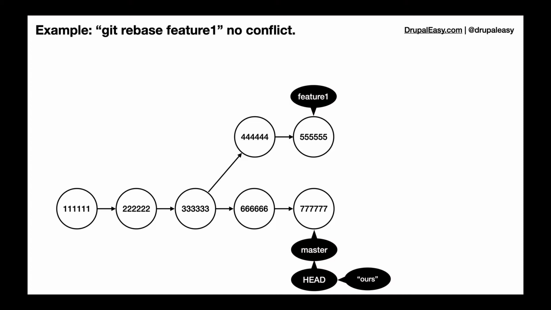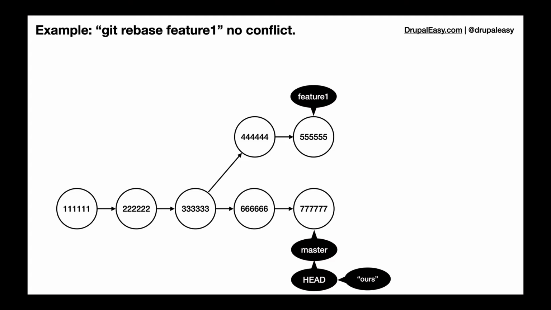As a setup, you can see we've got a little bit of a git tree here where all of these circles represent commits in your project. Time moves from left to right. Around commit 333333, someone created a new branch called feature 1 and made a couple of commits there. Meanwhile, the master branch is at 777777, and the working directory is currently looking at the master branch, and that is what the head signifies.